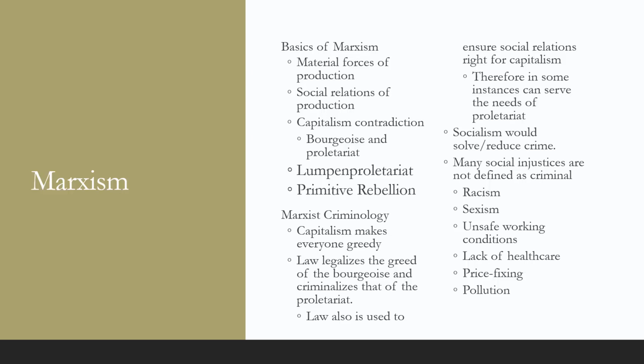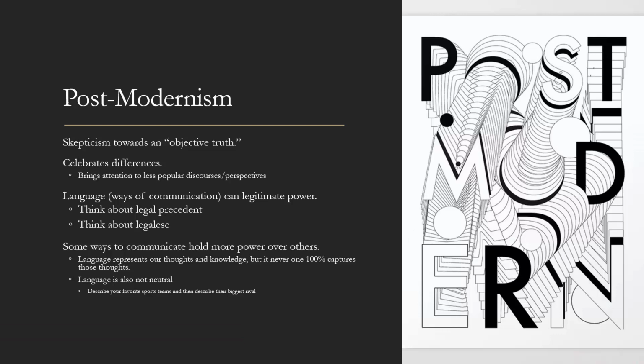So yeah, that's Marxism. Marxist criminology essentially says, look, we can explain why crime exists from a very overhead view because the social relations and the material means of production aren't matching up right now. And most of the crime that exists today is a result of capitalism. And now we're going to talk about postmodernism.